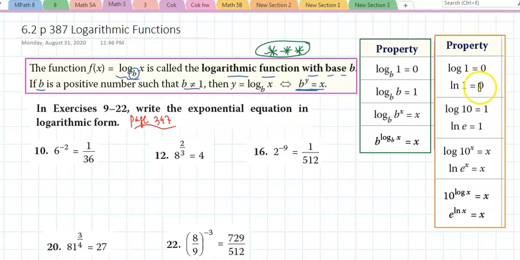First property I want to show: if you have a log, and the base of the log, this is called the argument, log of a quantity. Kind of like here when you say log of x. If the argument matches the base, they undo each other, you're left with a power.